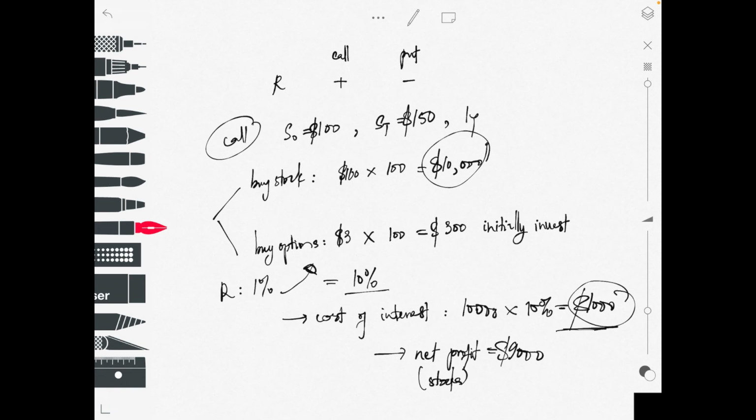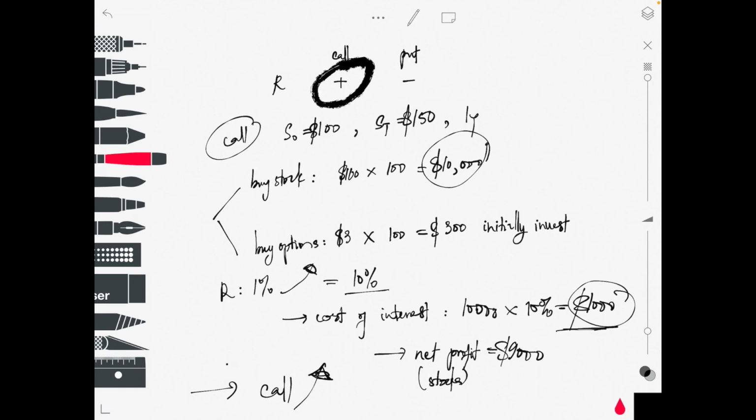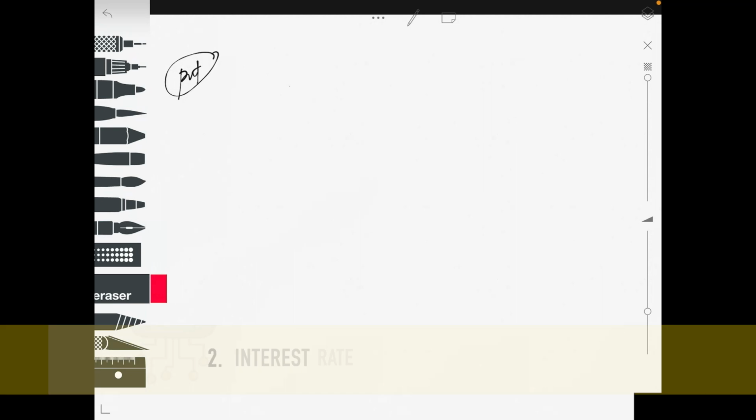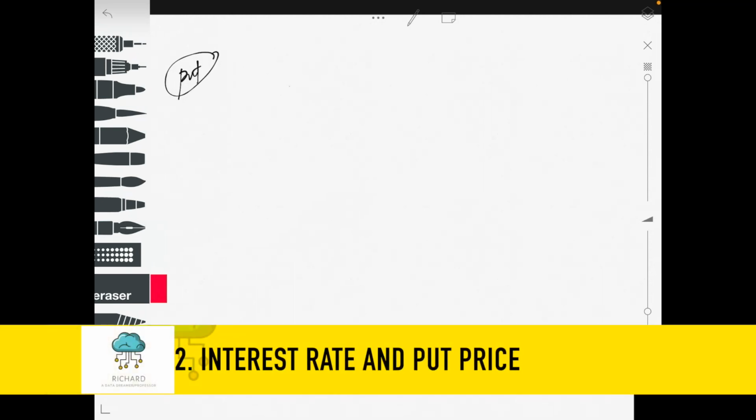So in that way, buying the option is much more beneficial or more favorable for the investor. Investors will value the call more, and if the interest rate increases, the call value also increases, right? So that's why the relation between the call and the interest rate is called positive. So how about the relation between interest rate and the put? That is a negative relation, right?